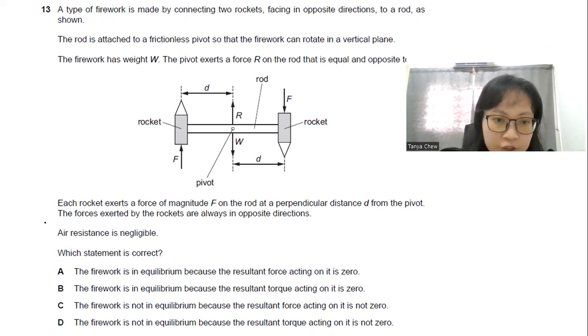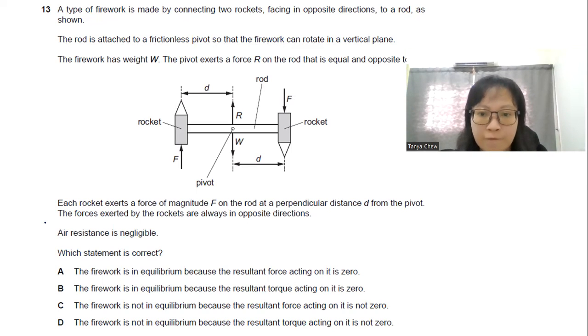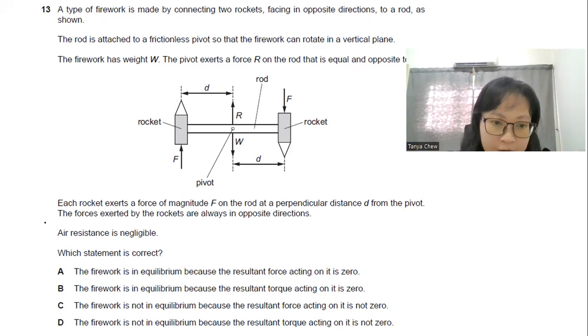Each rocket exerts a force of magnitude F on the rod at a perpendicular distance D from the pivot. The forces exerted by the rockets are always in opposite directions. Air resistance is negligible. Which statement is correct? A, the firework is in equilibrium because the resultant force acting on it is 0. It seems to be correct because the resultant force is actually equal to 0.